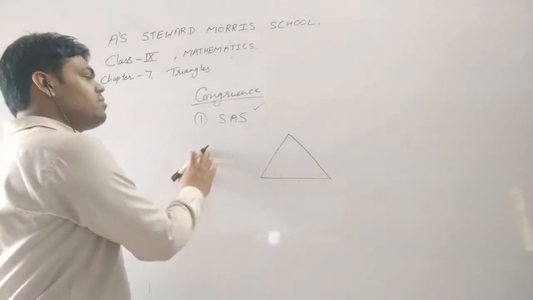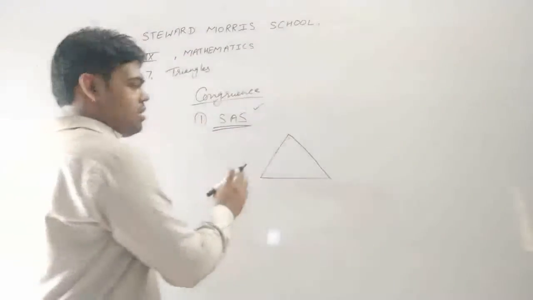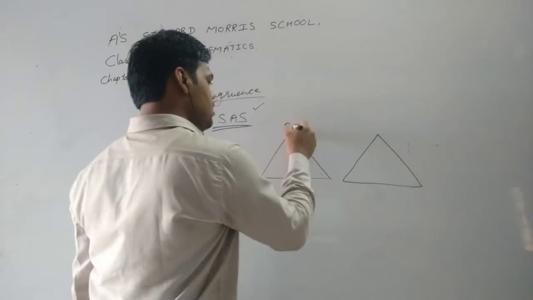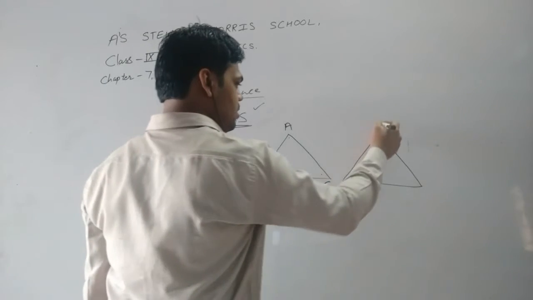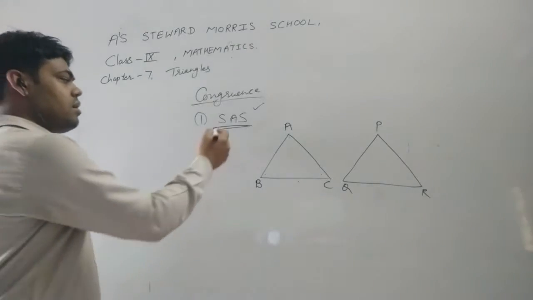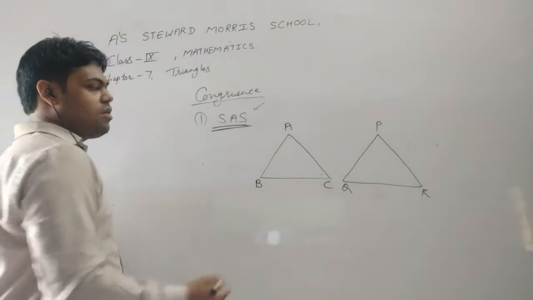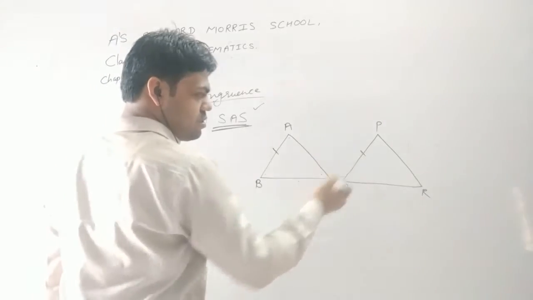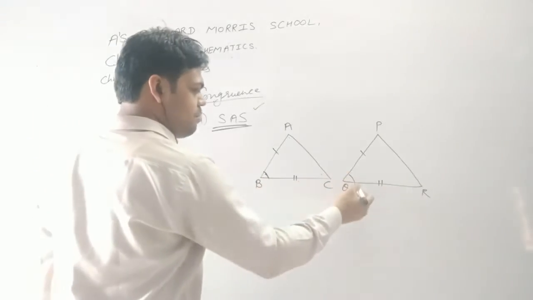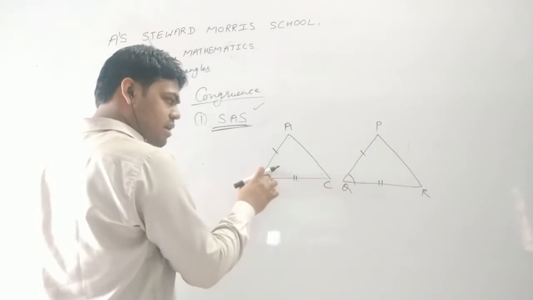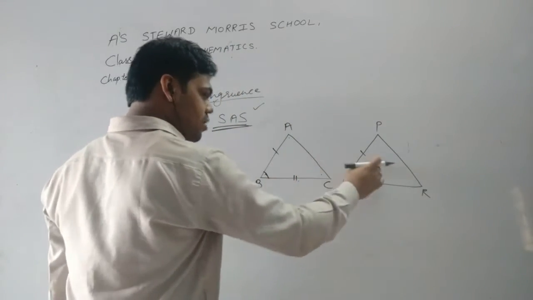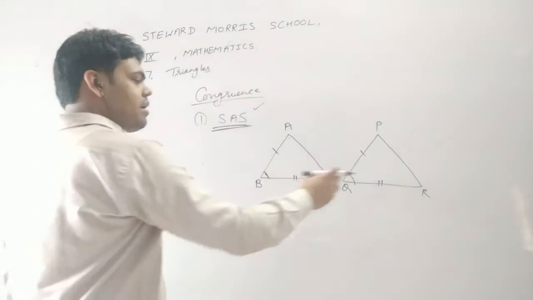Otherwise we have to check that all the 6 parts are equal or not. Okay, the first one is your SAS congruency. What is the meaning of SAS? 2 sides and included angle. Here there are 2 triangles, ABC and PQR. In the case of SAS, what should be the equal parts? If one side is equal to the other side, then the second side, and the included angle should be there. Means 2 sides and included angle of the first triangle and 2 sides and included angle of the other triangle. If they are equal, then the triangles are congruent.